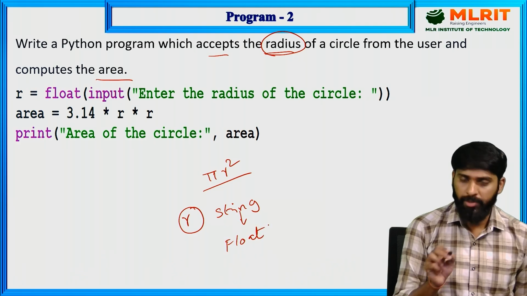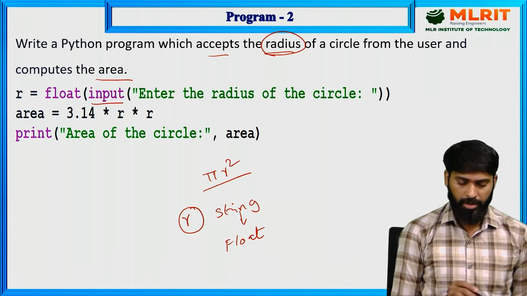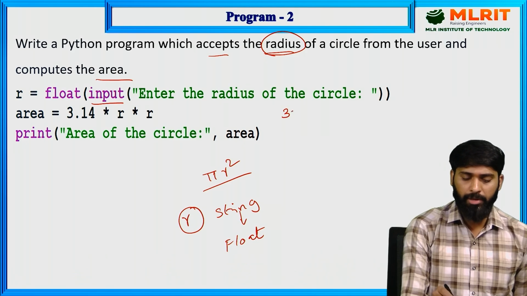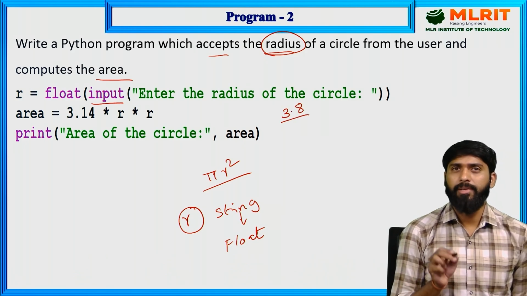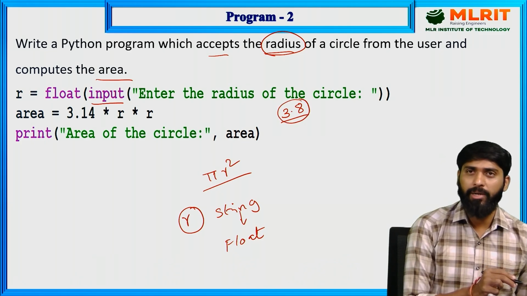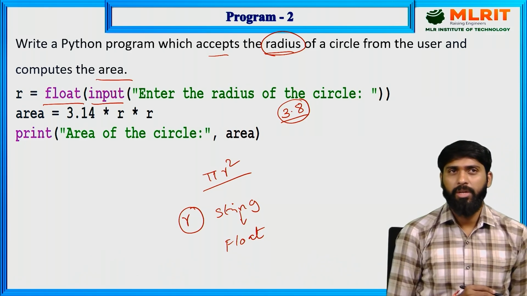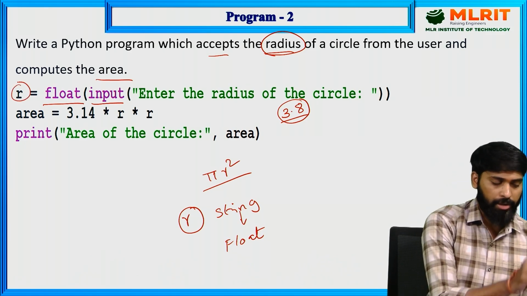Okay, so to read the value, we use the input function. Now we enter some value, for example 3.8. This 3.8 is in a string format, so I want to convert it into float. So here I use float as a function. Now that is assigned to r.